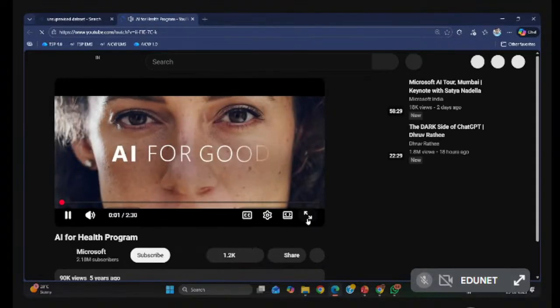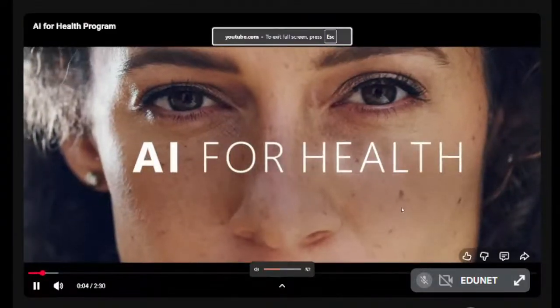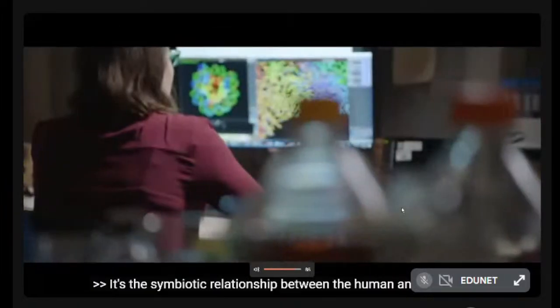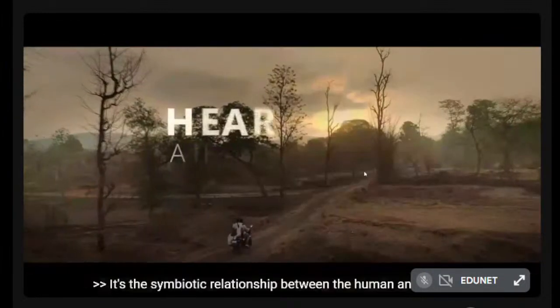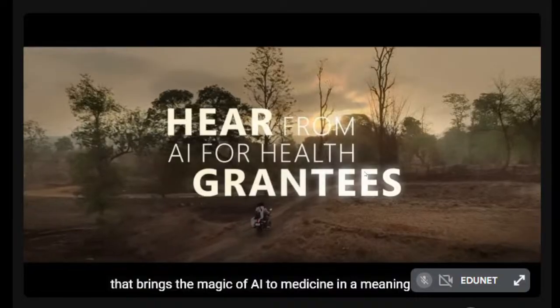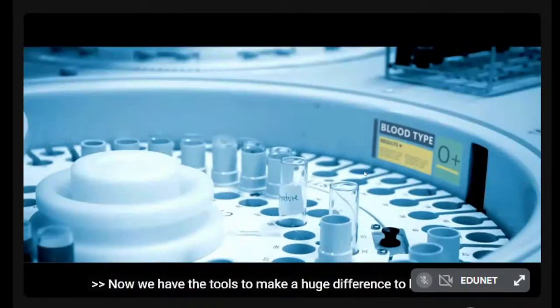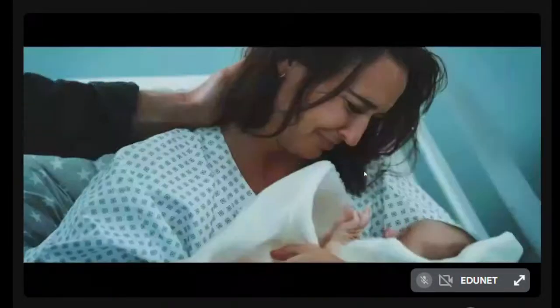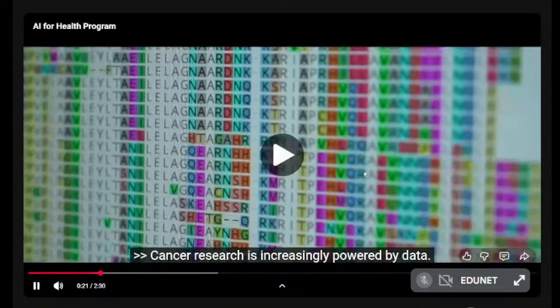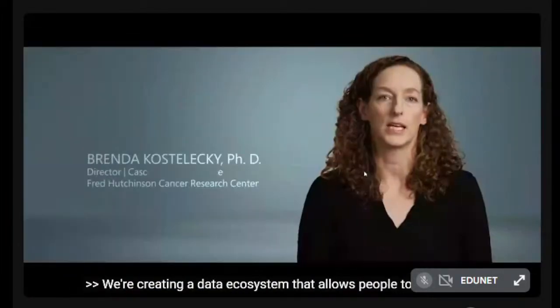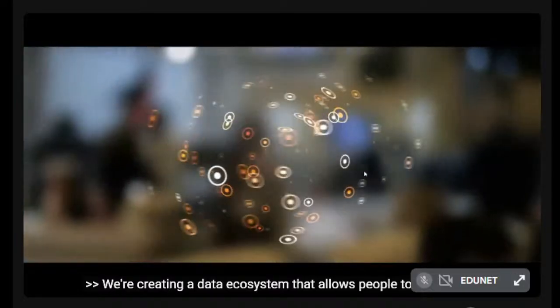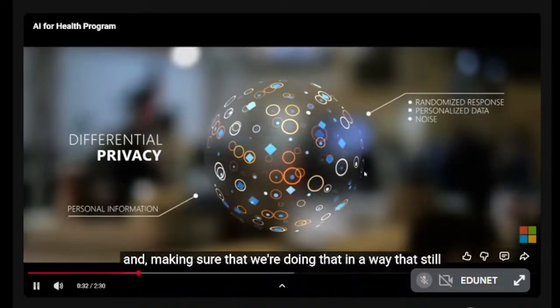How to use the AI in the health sector. Is the symbiotic relationship between the human and machine that brings the magic of AI now in the tools to make huge difference in human life. So cancer research is increasingly guided by data. Those data remain siloed across institutions. We're creating a data system that allows people to share data.